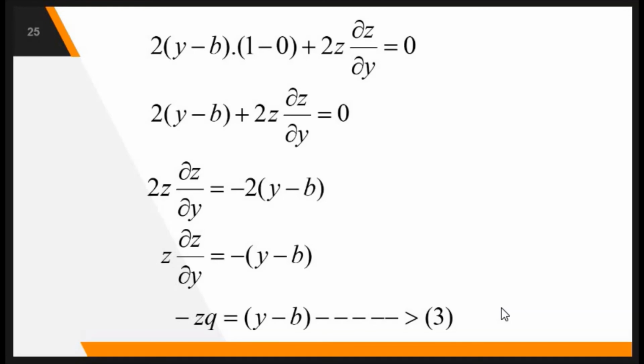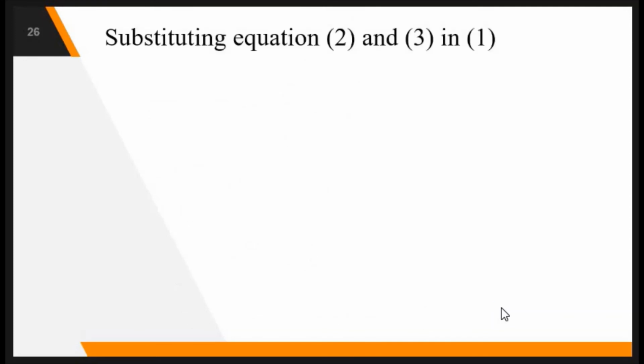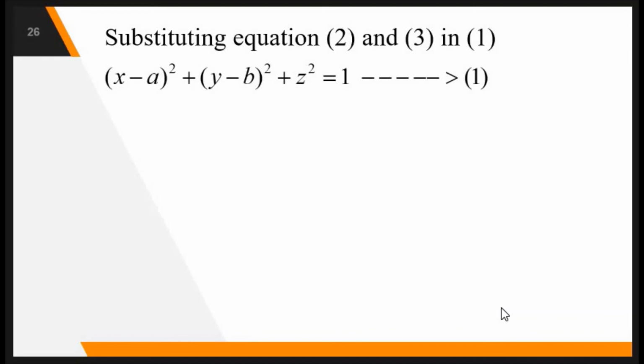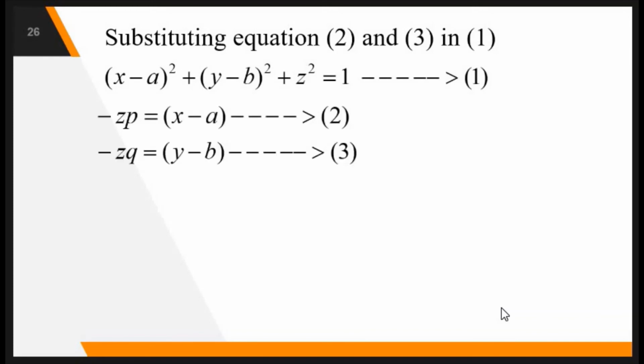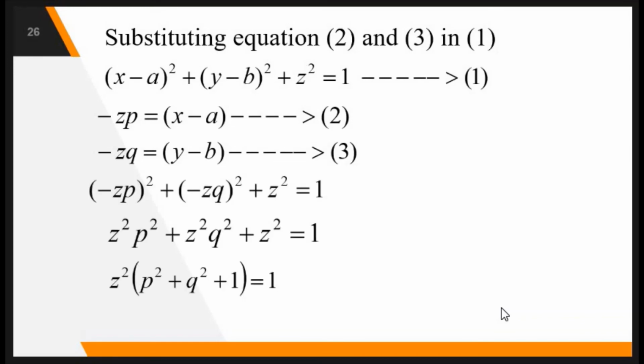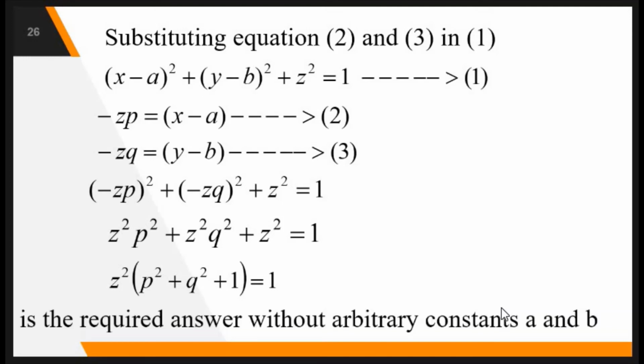Now try to find a relation of all the three equations 1, 2, 3. You may notice in this problem, after substituting we can eliminate the constants a and b. So substituting equation 2 and 3 in our equation 1, substitution is enough. After substituting and simplifying further, you get a differential equation where there are no constants a and b, and still it is first order because p and q are first order partial derivatives.